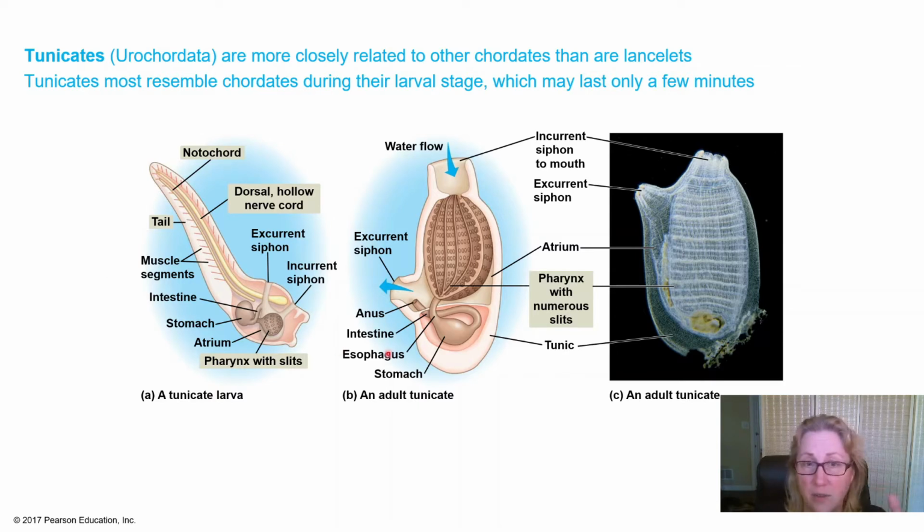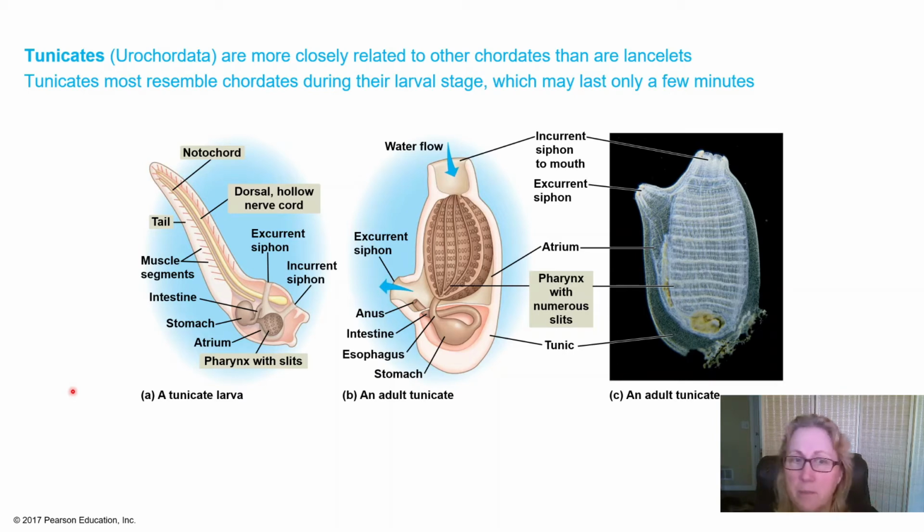As adults, they don't really have much of a nervous system. They're pretty much just a filter-feeding stomach as an adult. But as an embryo, they look very much like a chordate. They have a dorsal hollow nerve cord. They have a notochord. They have segmented muscles for swimming. But they don't swim for long. They have small pharyngeal slits, and they do use them as gills.